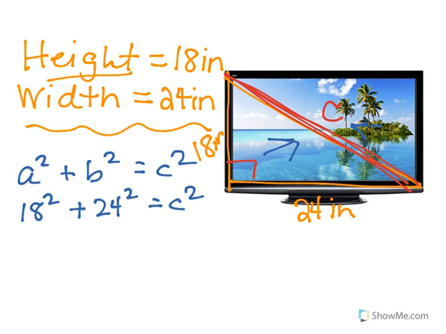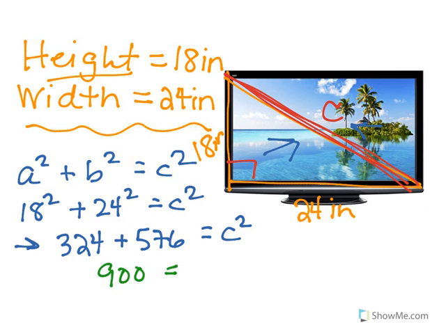So we have that 18 squared, that would be 18 times 18, which would be 324. And 24 squared, which would be 24 times 24, is 576. So then we are going to add these together. And that gives me 900.